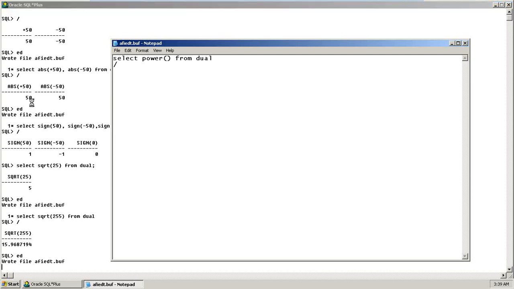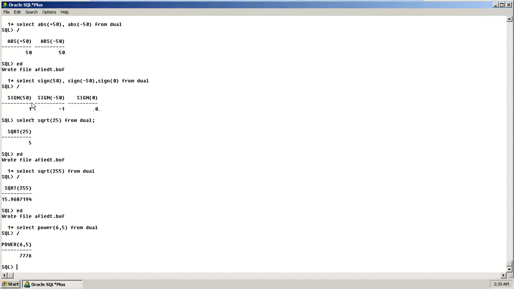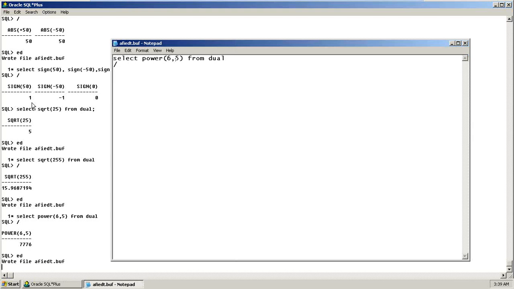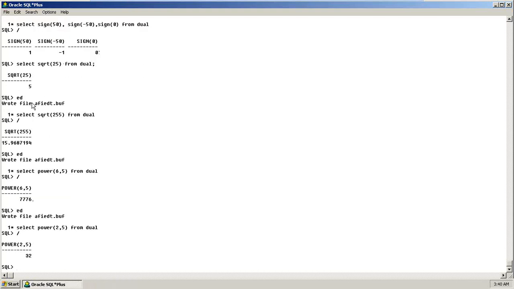Okay. So the power function, with base value 6 and exponent 5: power of 6 comma 5 means 6 to the power of 5. This is the number. Suppose you want 2 to the power of 5. Like this, to get square, cube, or any power, you can use the power function.